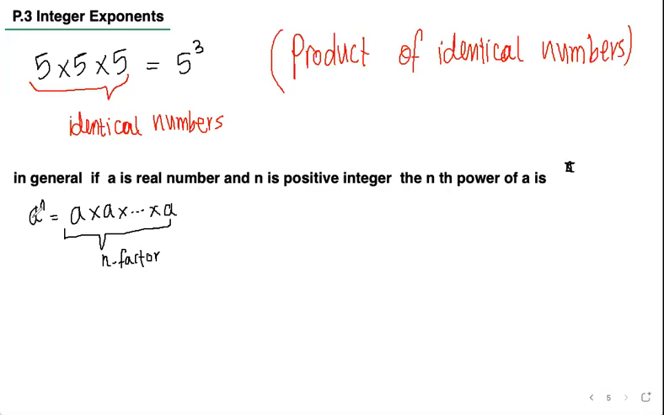Now A here is called the base, and N is called the exponent. Let me give you a small example. So can I move to the next slide?